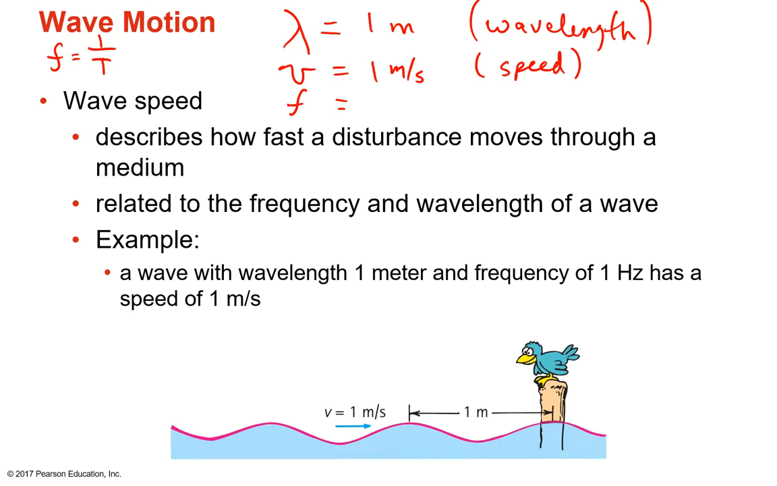How can we find the frequency from wavelength and speed? Like how fast it is to move. That's how fast the wave is traveling. What we learned before was that the speed, the wave speed, is equal to wavelength multiplied by frequency. So what's the frequency going to be?